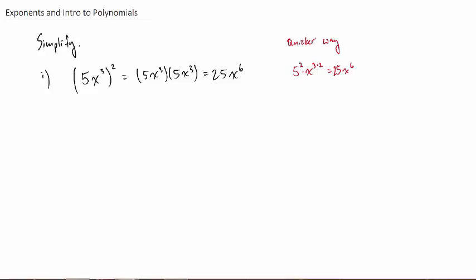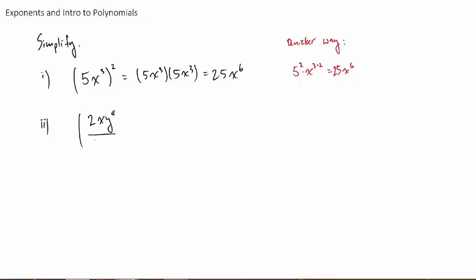Alright, now switching gears to some simplified questions. So this time there are going to be some variables. So let's say you're trying to square 5x cubed. Remember that actually means you're timesing by itself twice. So you could expand it out like that, or you use the exponent laws and recognize you apply that 2 exponent to everything in the bracket. You get 25x to the power of 6.